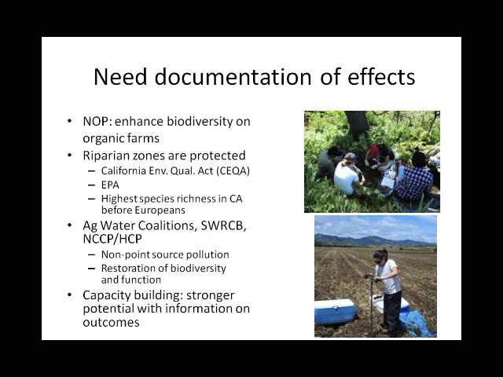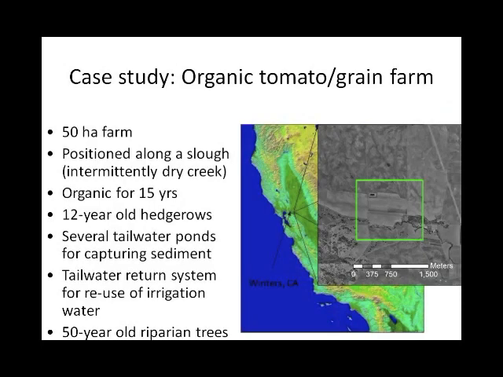So various groups, which is the Ag Water Coalition, State Water Resource Control Board, the Habitat Conservation Planning people have really emphasized non-point source pollution as a goal, and we're just really interested in how restoration of biodiversity and function can help some of that. Not only that, if we have more information, rather than just recommendations for management, we hope to increase capacity building and get more of this on the landscape. So our studies have taken place for about 5 years with sampling both in the native habitats around the farm and in the farm fields itself. Next slide.